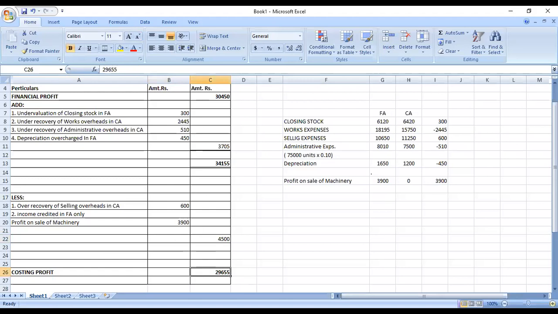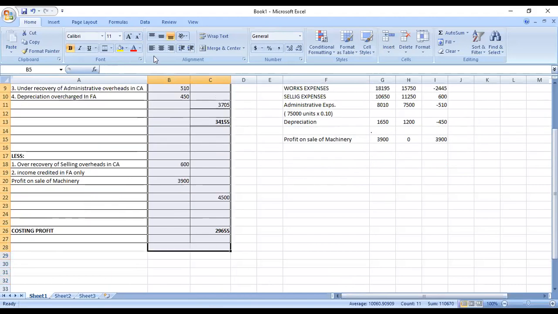Now I will do 29,6 later, first we will sum directly. This is equal to this minus that, which is 29,655. You can verify this in your practical sum. In the practical sum the same profit is given, so that you can verify it with the help of the reconciliation statement.